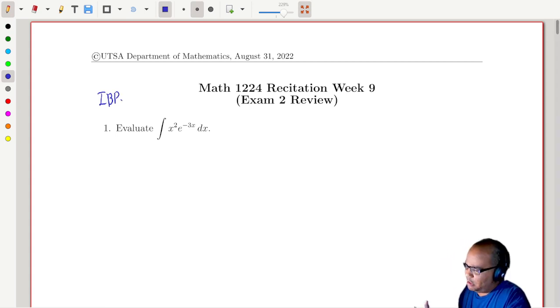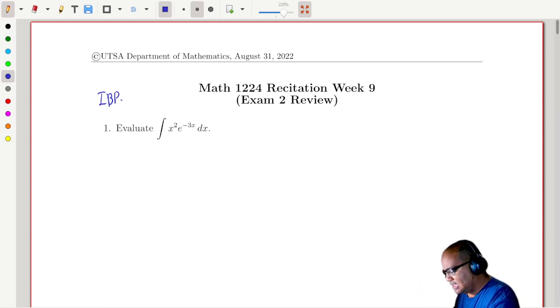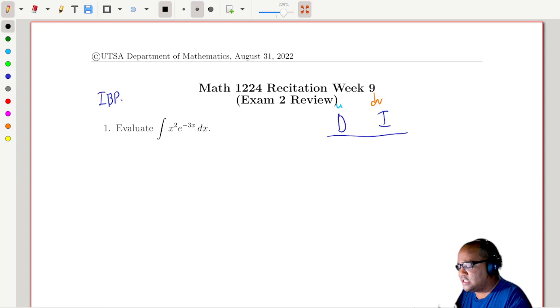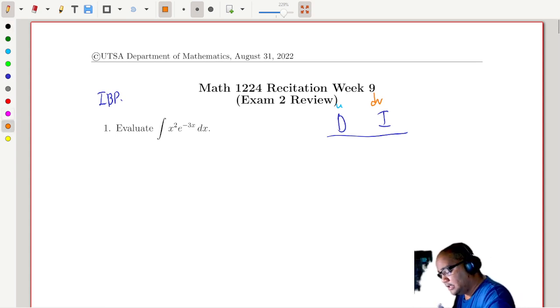Now, this one is actually right for the table. This is right for tabular integration. So I'm going to go ahead and set up my DI table here. Remember that the D column is your u's, and your I column is your dv's. And so, what choices do we make? Well, let's remember the LIATE heuristic. The IBP heuristic is LIATE. Let's remind ourselves of that real quick.